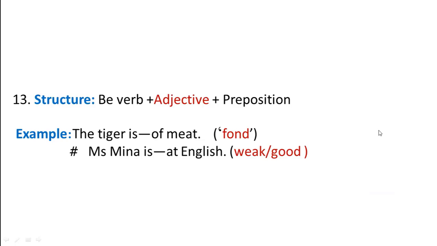Number 13. Dear learners, if you find the structure be verb plus gap plus preposition, that means if you find a gap between be verb and preposition, then you can use an adjective to fill up the gap. Look at the example. The tiger is dash of meat. You can use fond of meat. Another example, Miss Mina is dash at English. It can be weak or good at English.